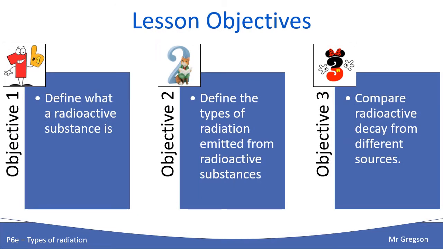Okay, so the purpose of today's lesson is to define what a radioactive substance is. We'll go through that in a little bit more detail in a second. Our second point will be looking at types of radiation emitted, what's being emitted from radioactive substances, what's making them radioactive effectively. And we're going to compare radioactive decay from different sources. Not all things decay the same way. Some things are stronger, some only decay certain types of substances, some only do another type.